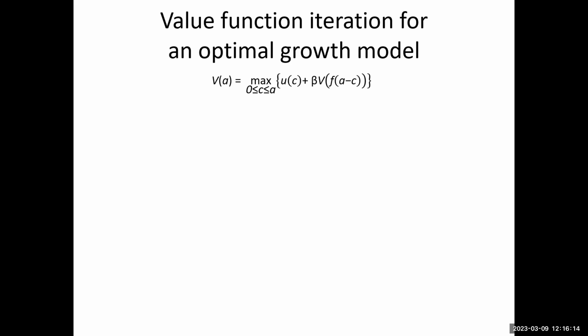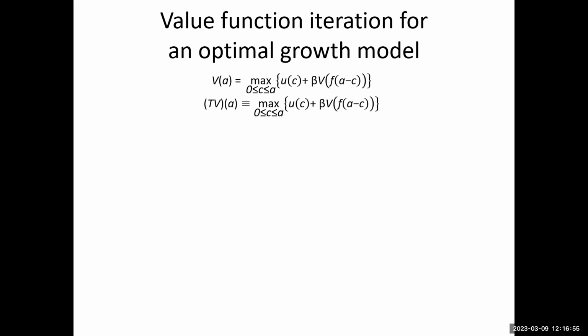Recall that V of A is your maximum lifetime utility if your initial resource endowment is A, and that the Bellman equation says that we achieve maximum lifetime utility by choosing current consumption to maximize the sum of current utility and discounted maximum lifetime utility next period. Also recall that maximum lifetime utility next period depends on the amount of resource with which you start next period, which in turn is given by f of k equals f of a minus c. Again, we define the Bellman operator T.